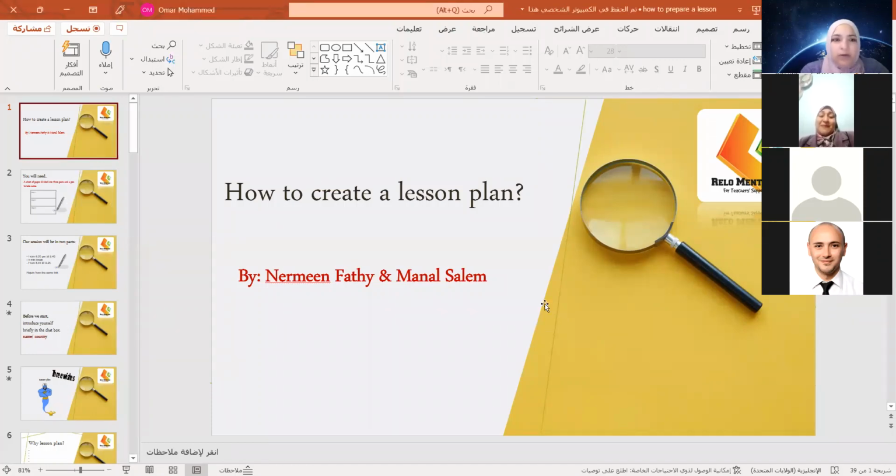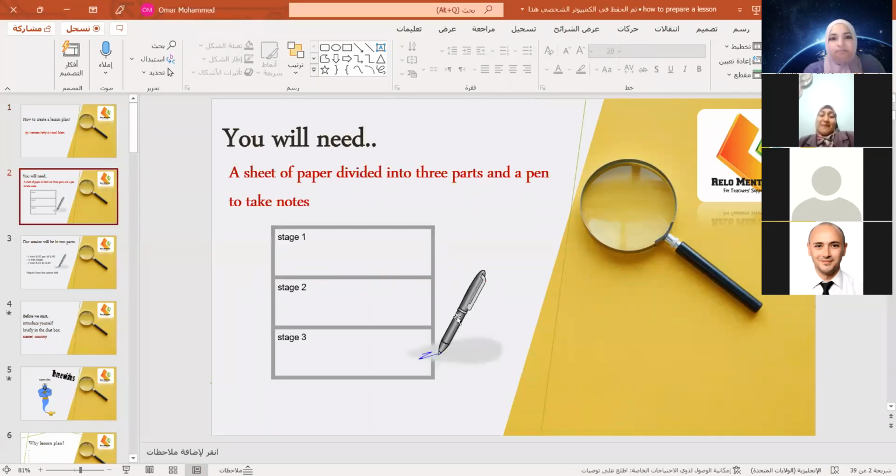First, you are going to need a sheet of paper divided in 3 parts, just like you see in the picture. We are going to write on this sheet of paper, stage 1, stage 2, and stage 3. Of course, it's better to take notes. It's better than taking pictures of the screen, because what you write is what you are going to remember.